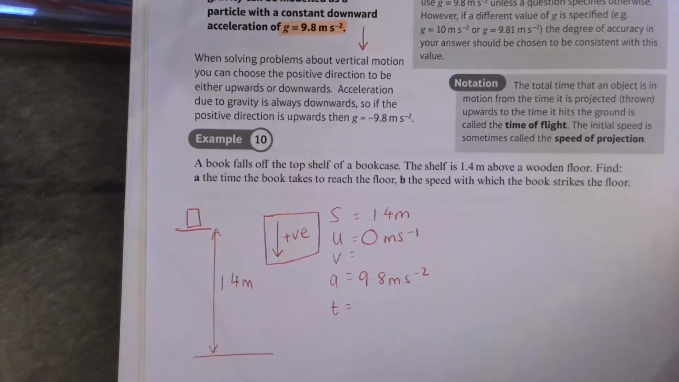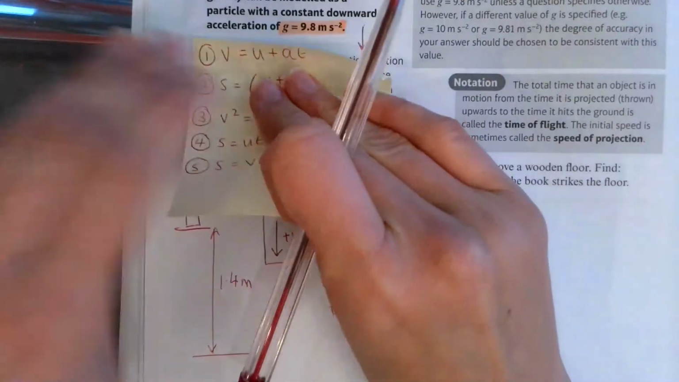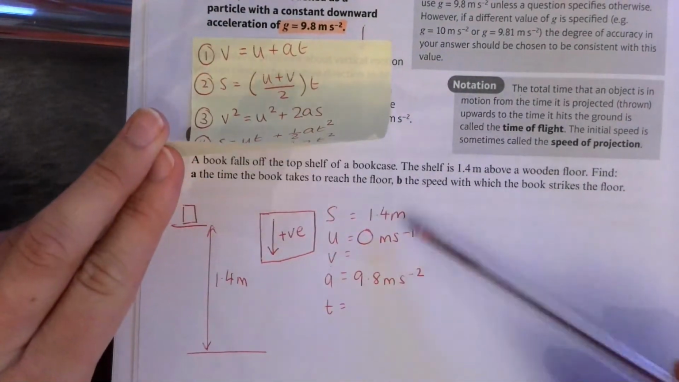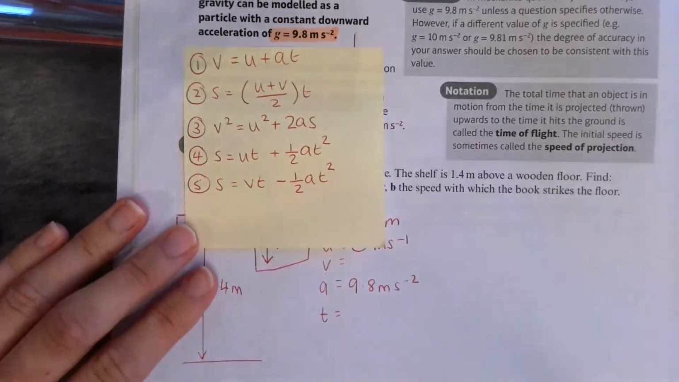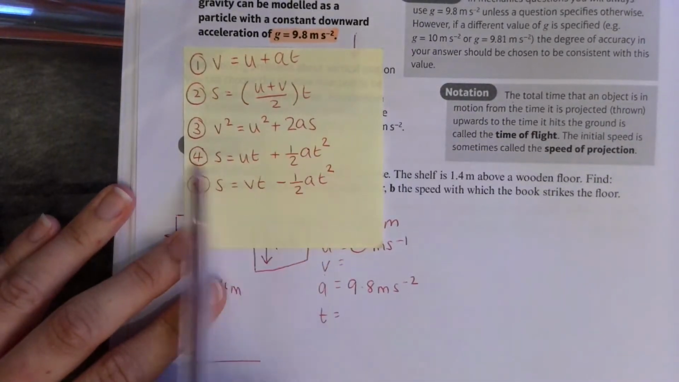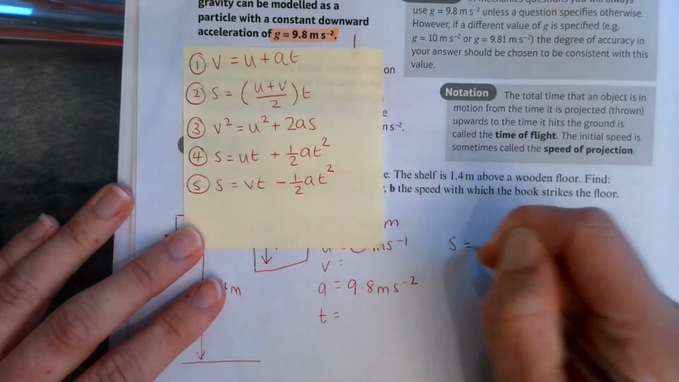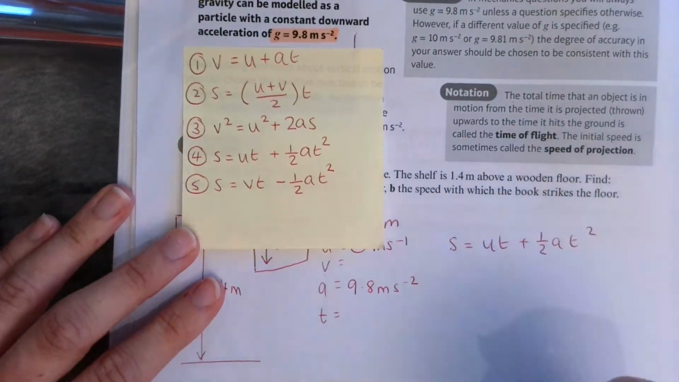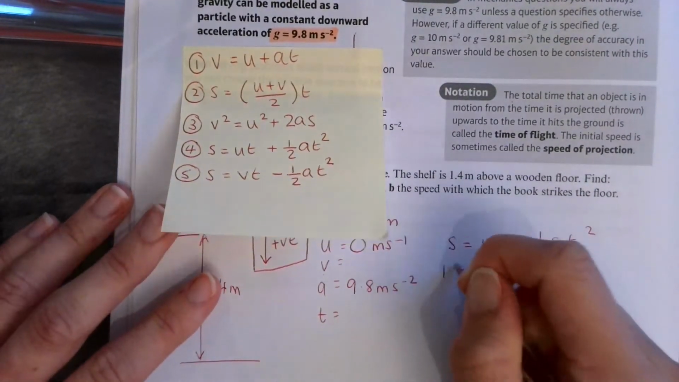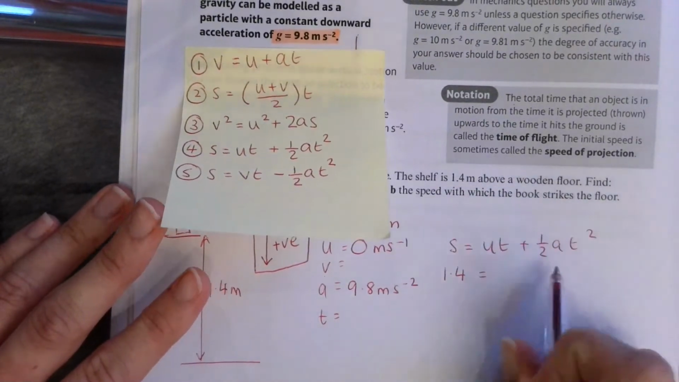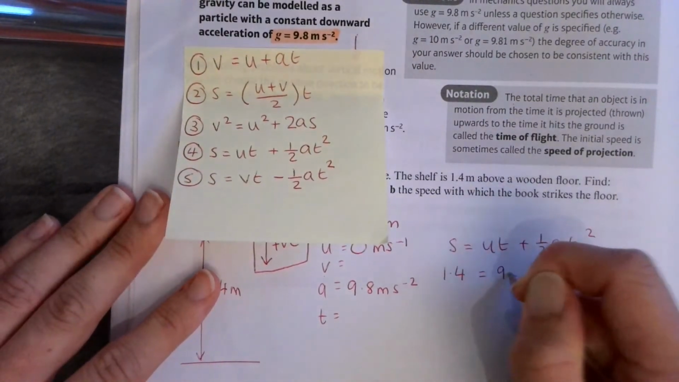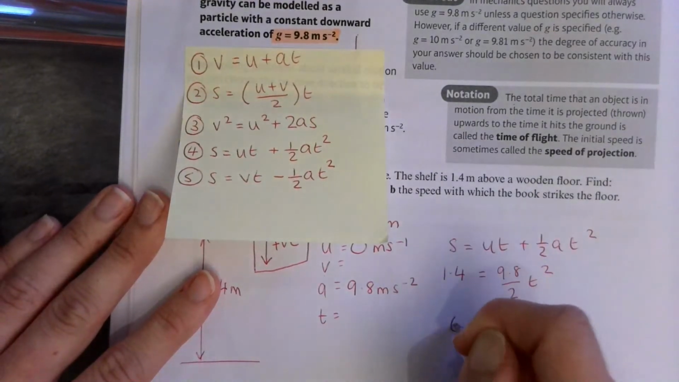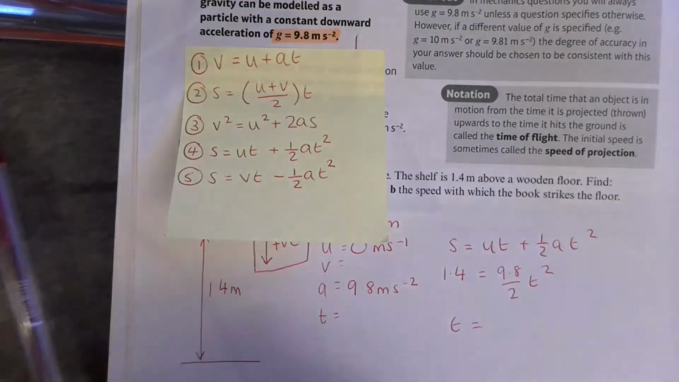So then I need to think about which formula I'm going to use. I'm trying to work out the time, but I have S, U and A. So I am going to use this formula here, formula 4. It says S equals UT plus a half AT squared. S is 1.4, U is 0, so I can say plus a half times 9.8 times T squared. Now I can rearrange that on my calculator to work out my value for T.